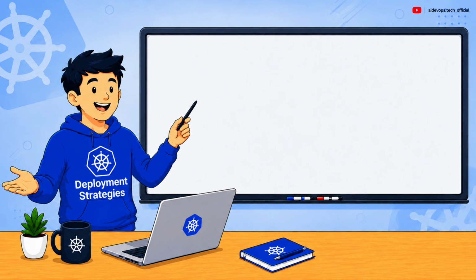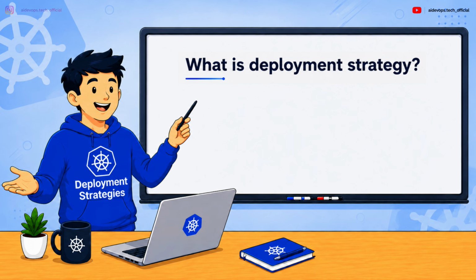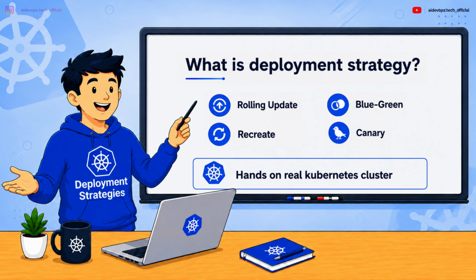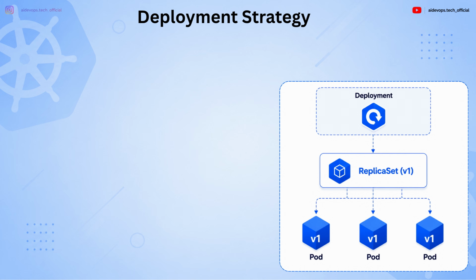So in this video, we will learn what a deployment strategy is, and we will also explore four major deployment strategies such as rolling update, recreate, blue-green and canary. And we will also see them live in the Kubernetes cluster. So let's get started. So what is a deployment strategy?